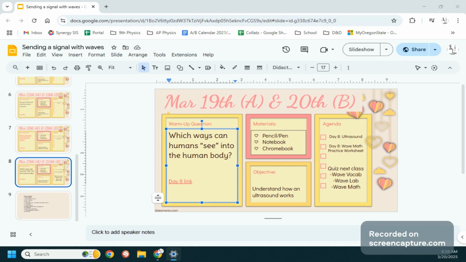So today we are obviously going to be learning about ultrasounds and how ultrasounds work. We're going to spend a little bit of time looking through a math practice worksheet and reviewing how to do some of the wave math. And you probably can see on the agenda that we also have a quiz next class. And for you guys, that's going to be when we return from spring break.